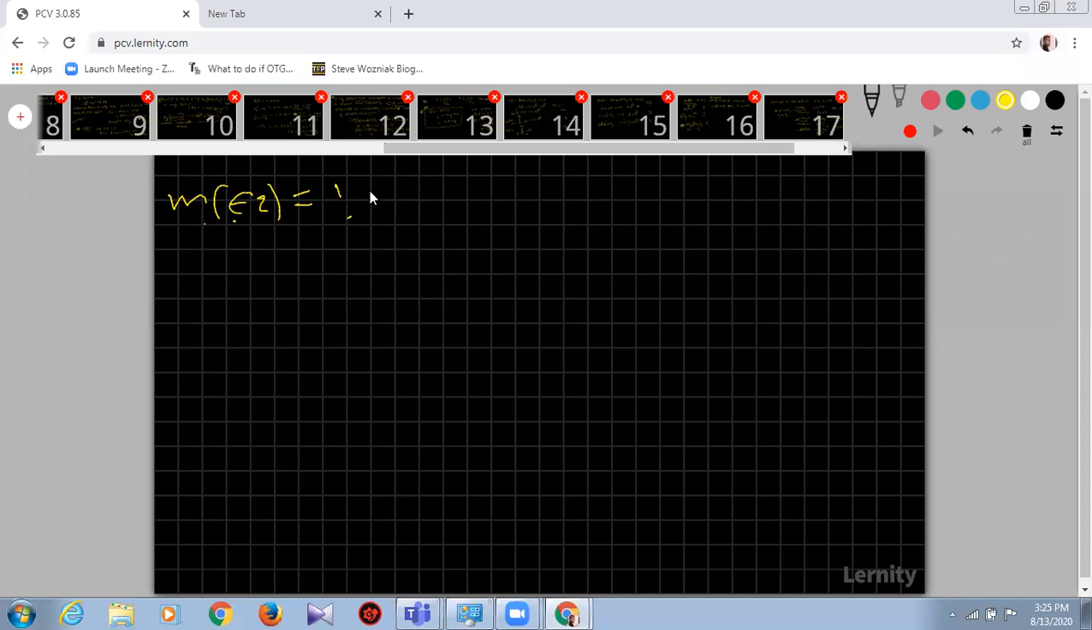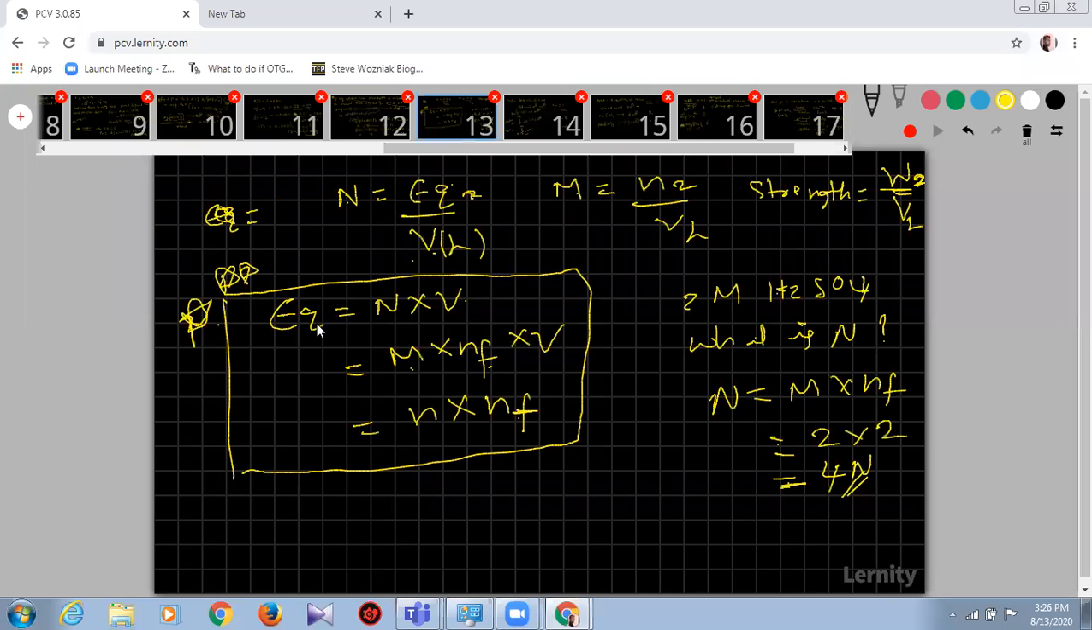Milli equivalence of base. This is oxalic acid dihydrate. That means oxalic acid is COOH, COOH, and dihydrate means two water molecules are associated with this. Next, milli equivalence of sodium hydroxide. Already I told you the formula for equivalence: normality into volume, or molarity into n factor, or number of moles into n factor. Based on the data you can do it.